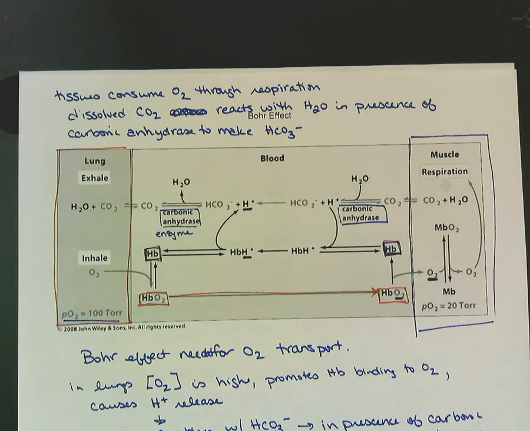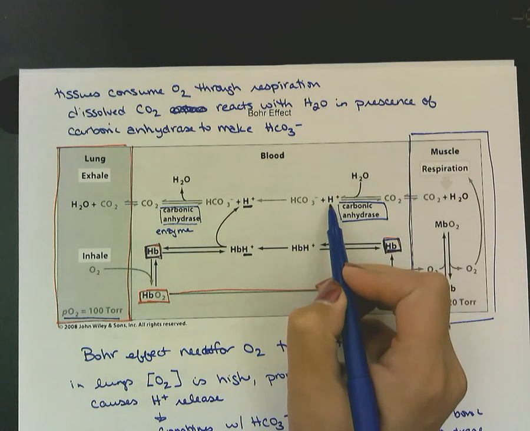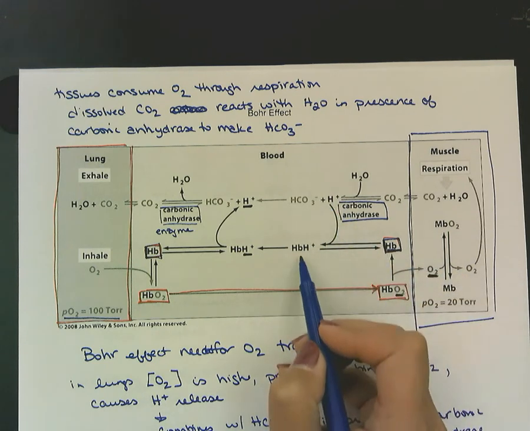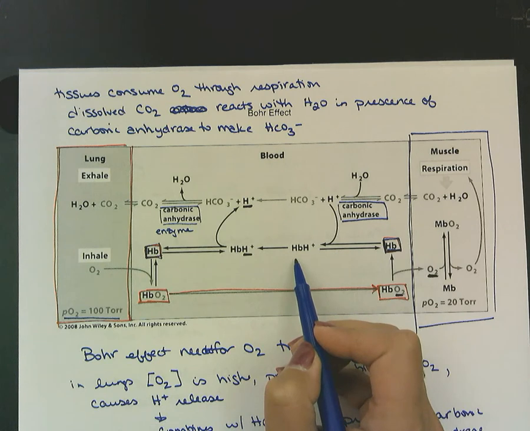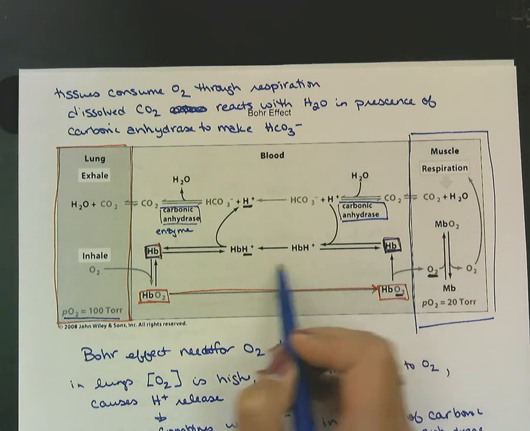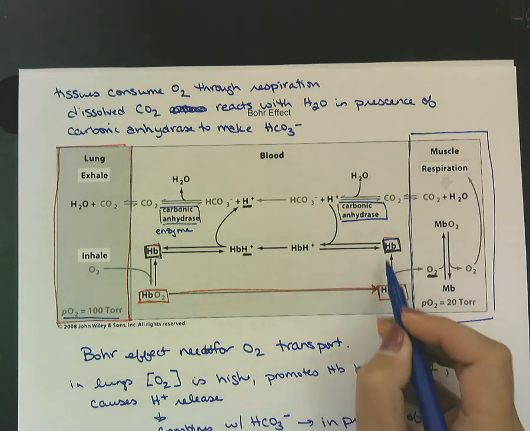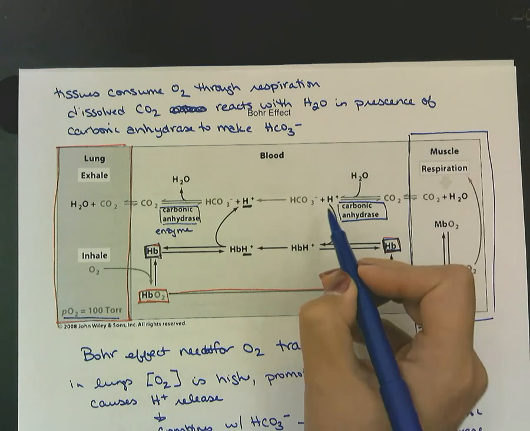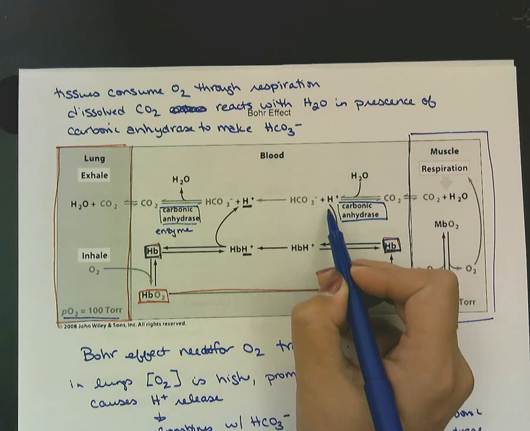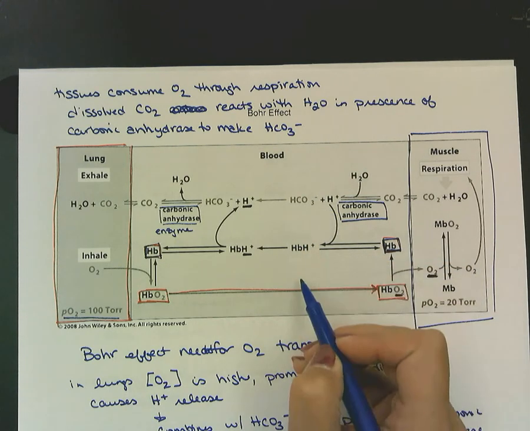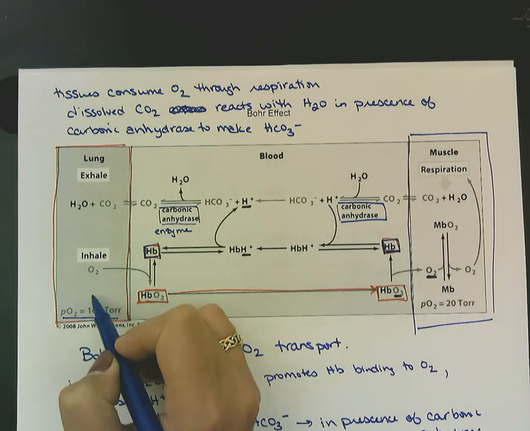Which, when it does that, what's the other product it made? It made a proton. Where does that proton need to go? Down to this hemoglobin so that it can travel back to the lungs. Because this hemoglobin just dropped off its oxygen, so now it's in a weird in-between state, so it needs to grab the proton that was just released by the production of carbonic acid to then be in the protonated form to head back to the lungs.